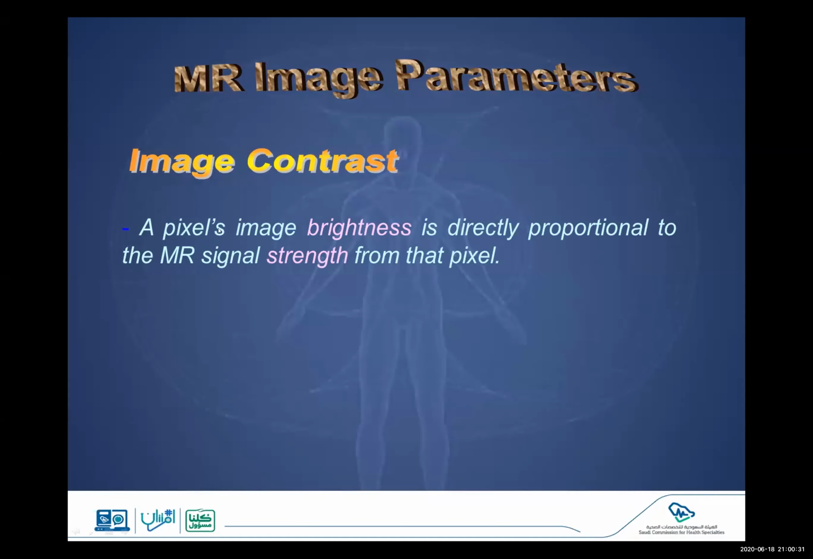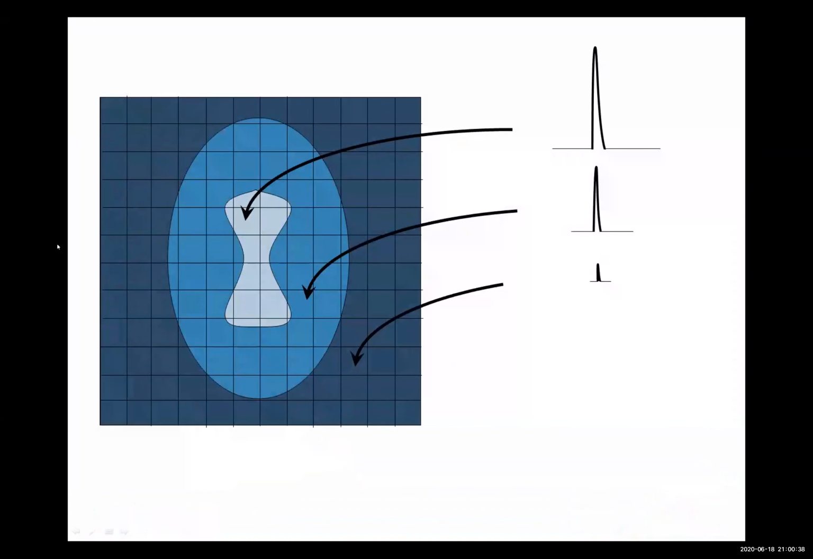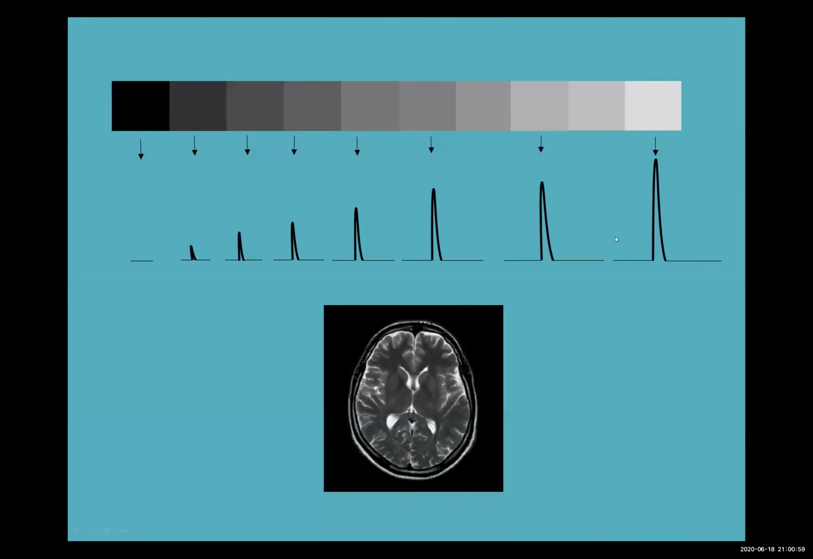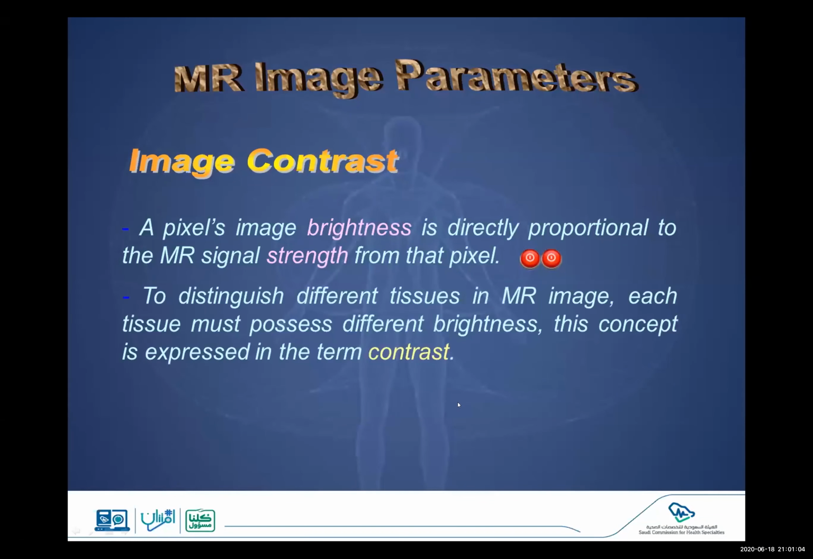As we mentioned at the beginning, the pixel image brightness is directly proportional to the MR signal strength from that pixel. For example, if that part of the brain contains CSF, which has a huge number of protons in that area, the signal is high, and accordingly you will see it bright. It is proportional to the signal strength from that pixel, and that is translated by the grayscale to produce the final MR image.